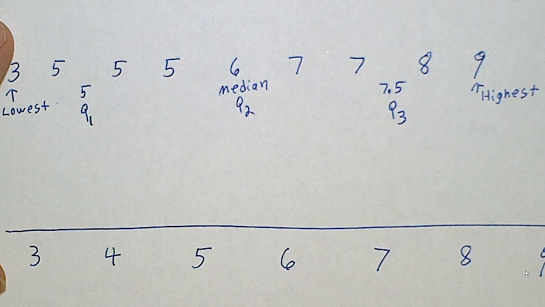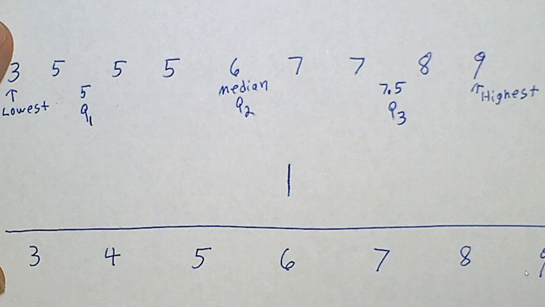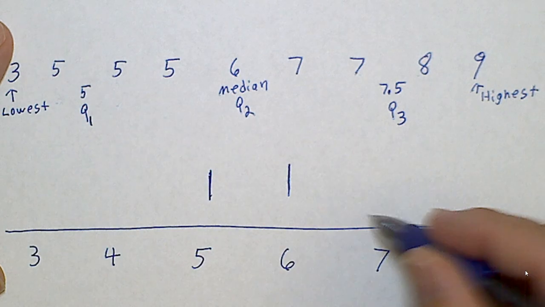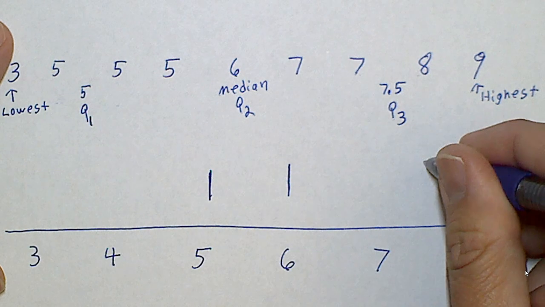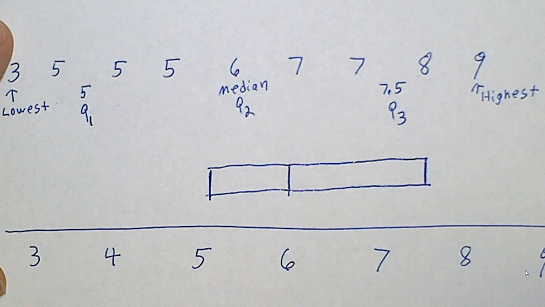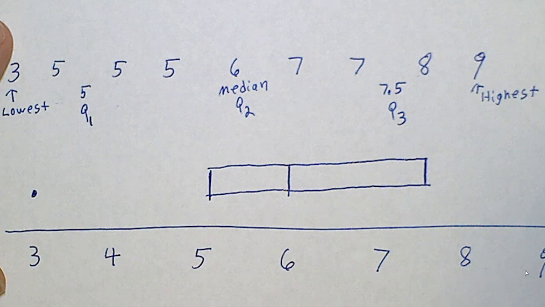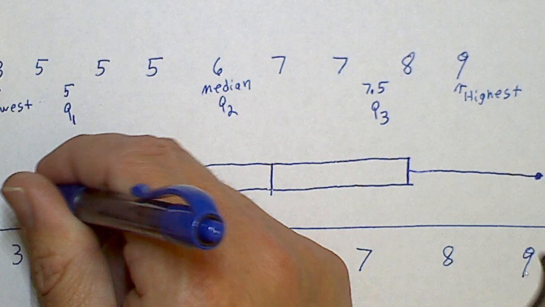So now all we need to do is plot it. So let's see, we'll start with the median right here. There's the line for the median at 6. Quartile 1 is 5, so that's right here. And then quartile 3 is 7.5, so the way I drew this out, that would be halfway here between this 7 and 8. So there's the box portion of our box whisker plot, with the lowest number being 3 and the highest number being 9. So we put our dots at those places, and then we just draw the whiskers from there.